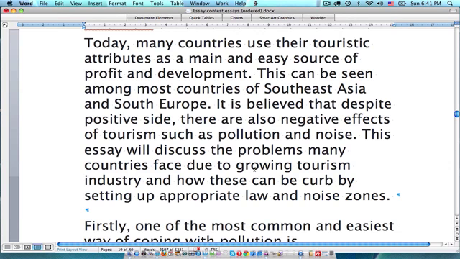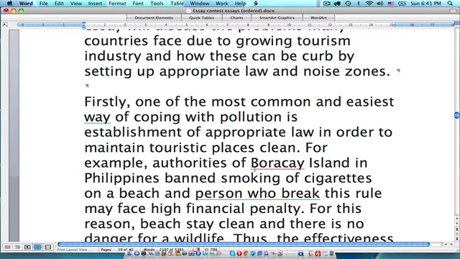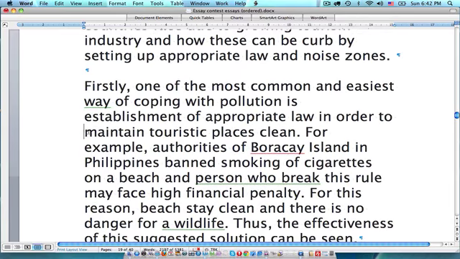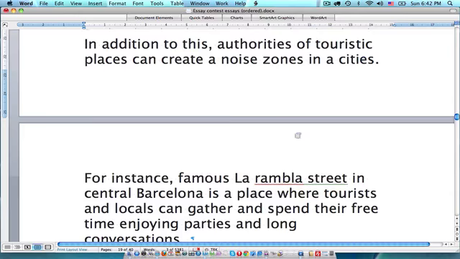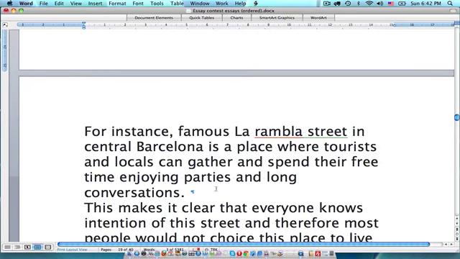Now let me see what else I can offer you here. Yeah, there are some lexical issues as well. "Maintain touristic places clean." Now, the better way to word this would have been "maintain the cleanliness of tourist hotspots" or something like that. Let me see. Oh, I wasn't sure. It could just be a spacing issue. I don't know why you skipped a line here, but maybe it's just a typo or something.